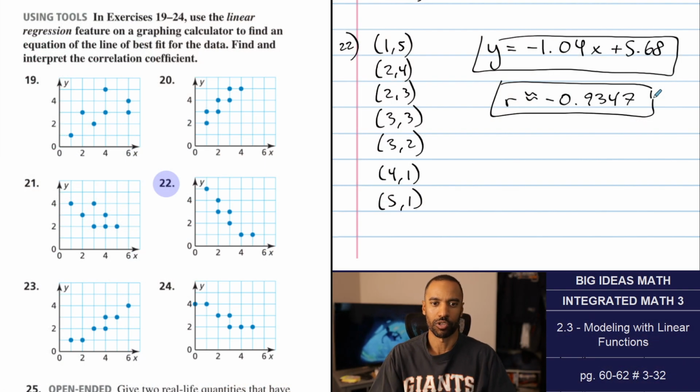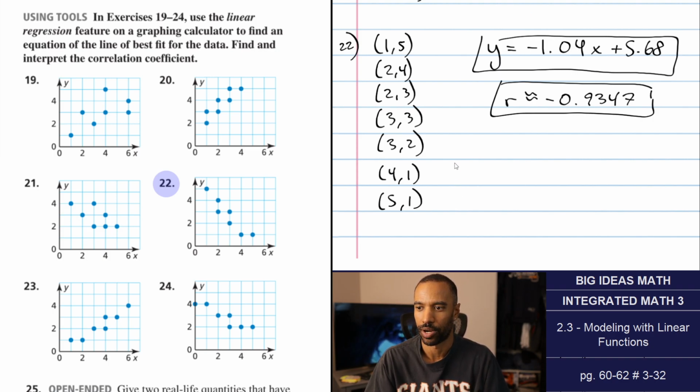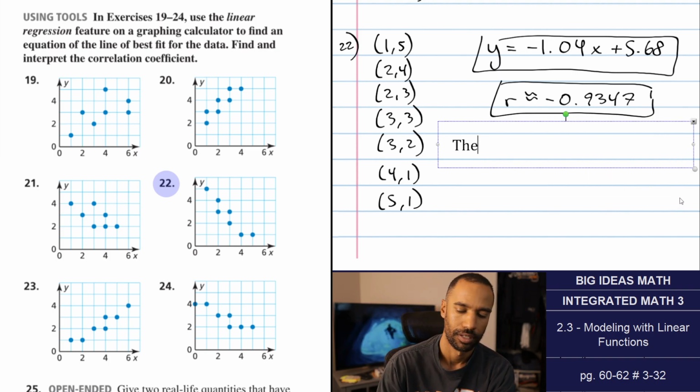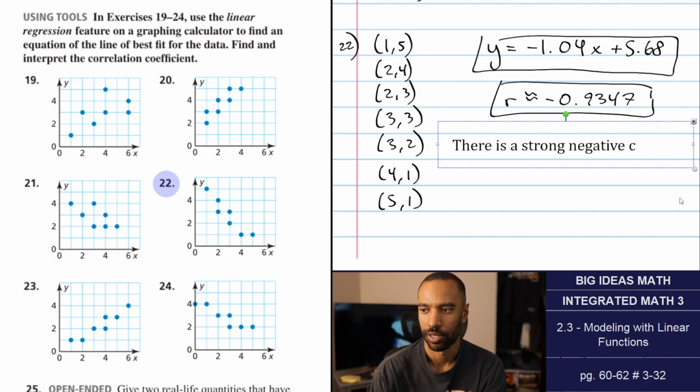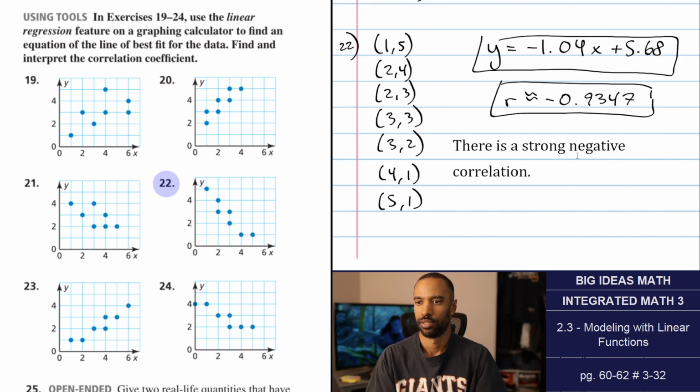Okay, so that's going to be a strong negative correlation. I agree. I think those points seem to go pretty well with a downward trend. There is a strong negative correlation. Okay.